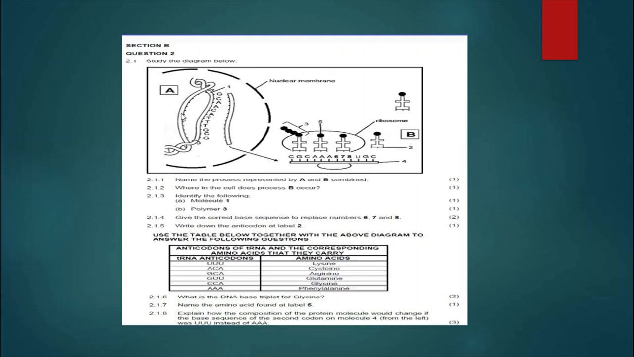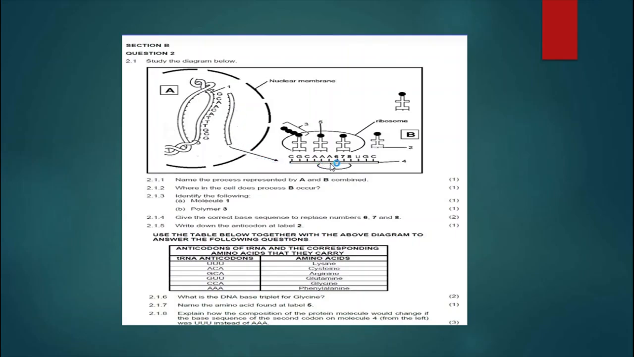We have protein synthesis here. At A we have transcription, at B we have translation. At A we have a DNA molecule, and then we have mRNA, which does not show the nitrogenous bases. It shows that it left the nucleus to the ribosome.